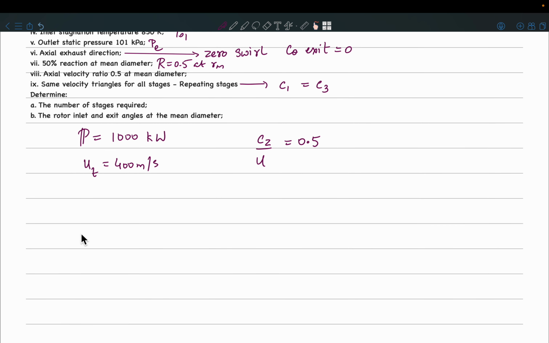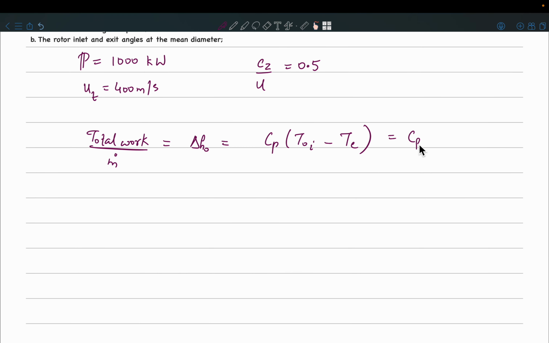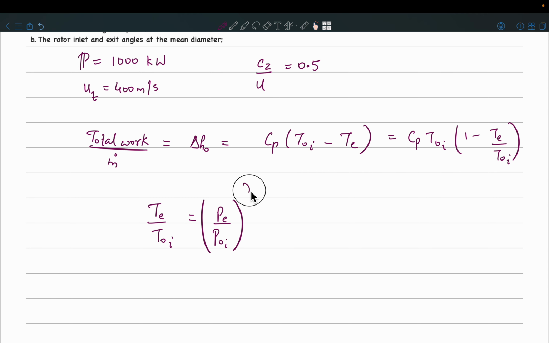So now we can write this. Total work by the entire turbine, that is W by m dot, is equal to delta H naught, which is nothing but Cp times T naught inlet minus T exit, right? And I can just rearrange this and write Cp T naught inlet times 1 minus Te by T naught inlet. Alright, and I can find this Te by T naught inlet as Pe by P naught inlet whole to the power of gamma minus 1 by gamma.